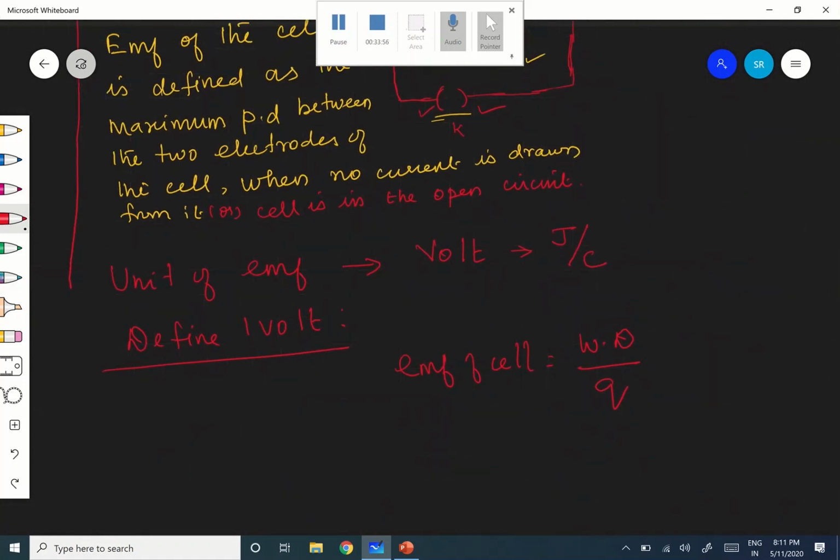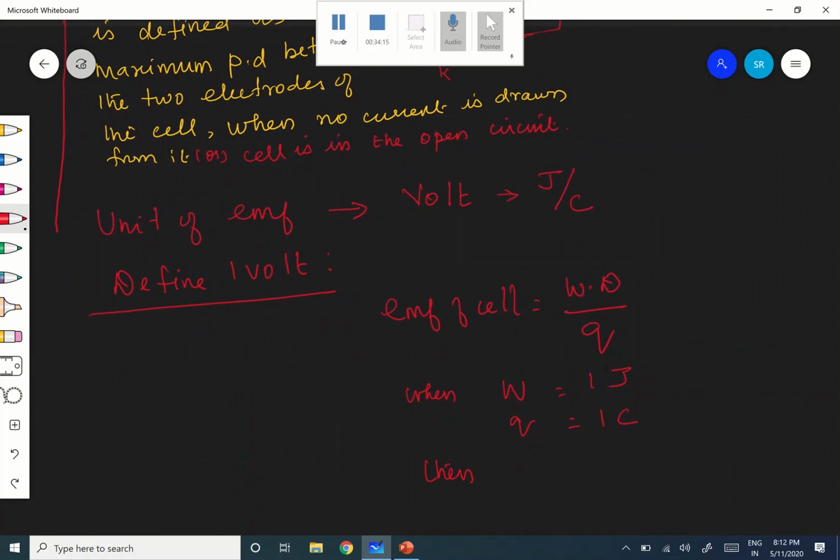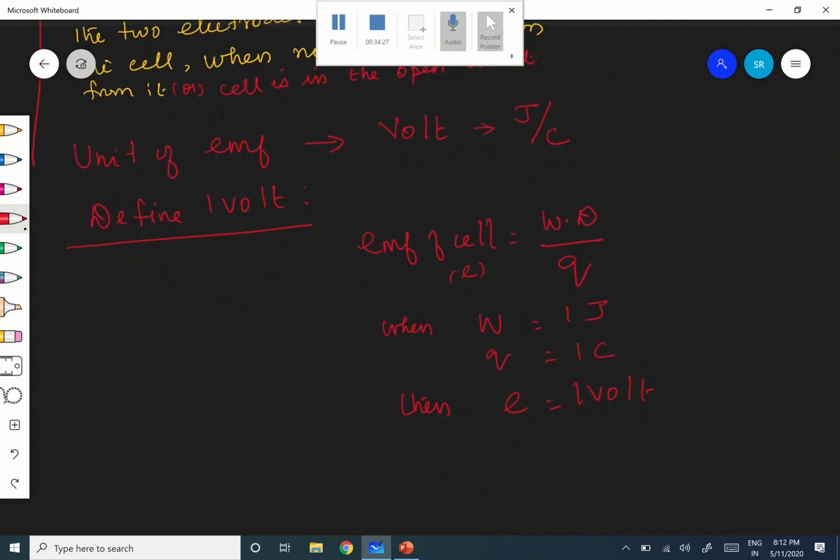Therefore, EMF of the cell is said to be 1 volt when W, the work done, is equal to 1 joule, Q is equal to 1 coulomb, then E is equal to 1 volt. Correct? EMF, E equal to 1 volt. That gives you the definition for 1 volt here. EMF of the cell is said to be 1 volt when 1 joule of work is done, or 1 joule of energy is supplied by the cell, to drive 1 coulomb of charge once around a closed circuit.